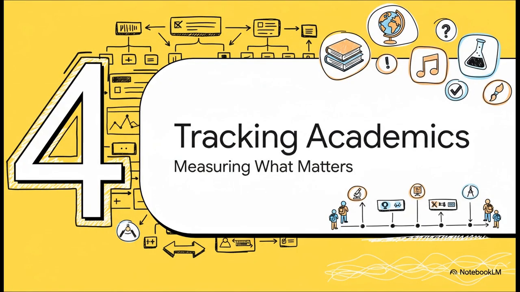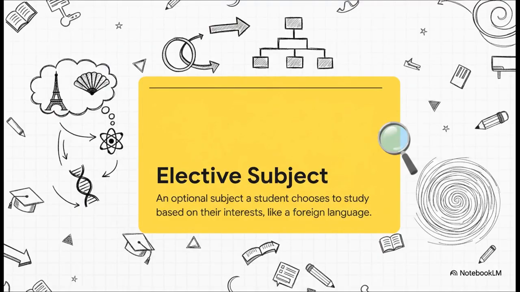Okay, so let's shift gears from the finances to the core mission of the school, the academics. Now, one of the trickiest things to manage, especially as kids get older, is when students start choosing their own subjects. We're talking about elective subjects. These are the optional courses a student gets to pick based on what they're into, like choosing French instead of Spanish or picking between advanced physics and biology. And trying to track who's taking what can get really complicated really fast.